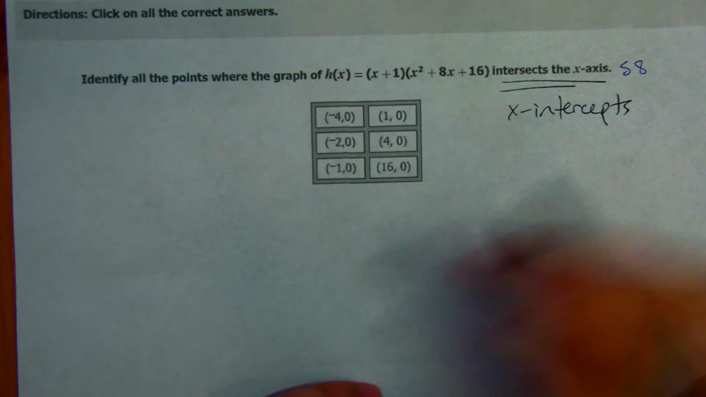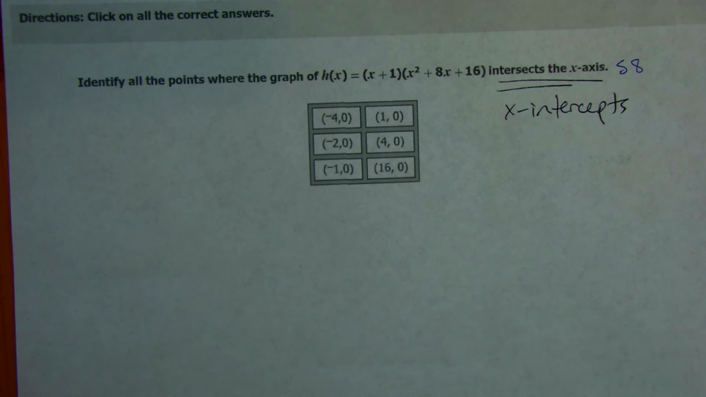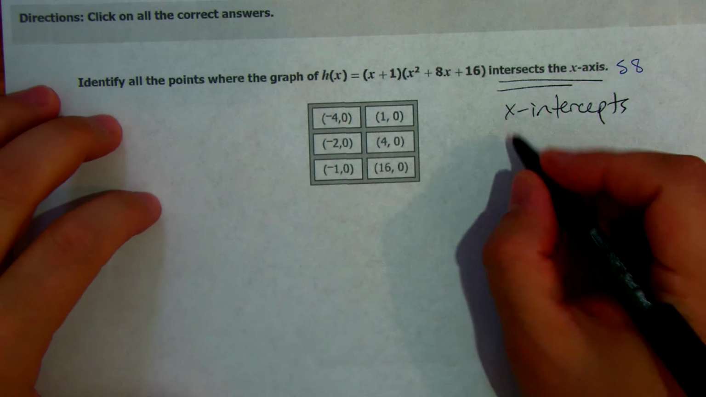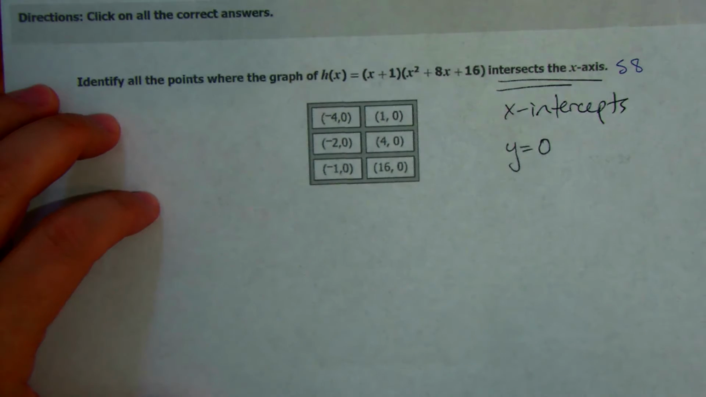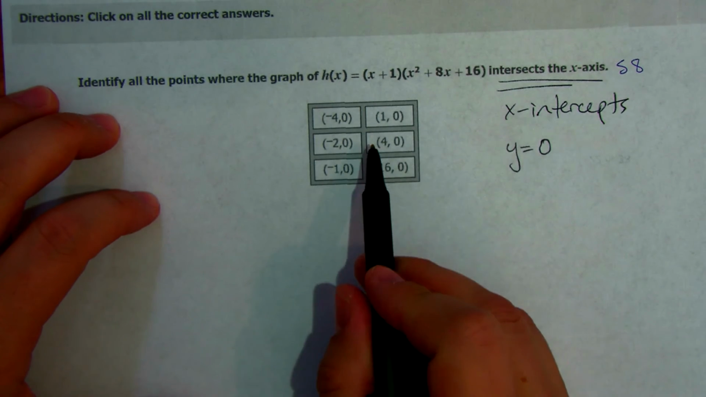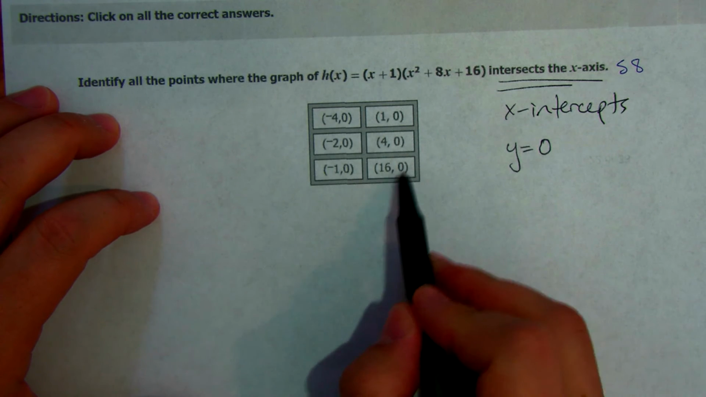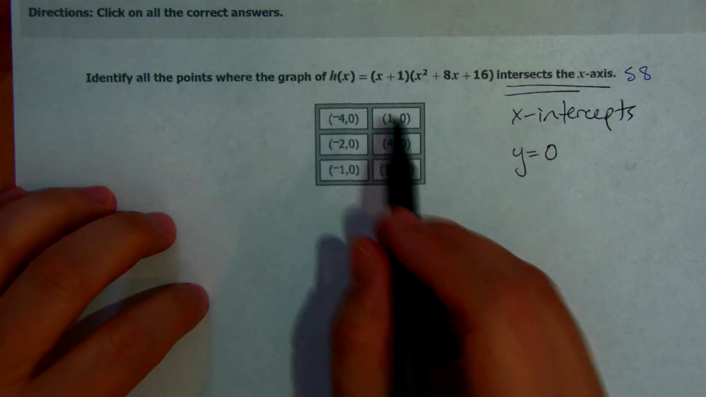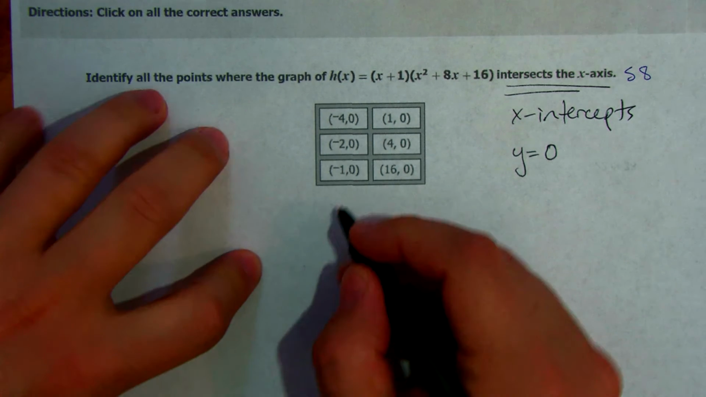x-intercepts. Easiest way to do this problem would be plug it into your calculator, plug it into Desmos, and look for the x-intercepts. Look for the spots where it crosses the x-axis. Another way to think about that, the x-intercepts are where y equals 0, right? And you notice all these points that they give you to choose from all have y equals 0. So we're just looking for what is going to turn this whole thing into 0.